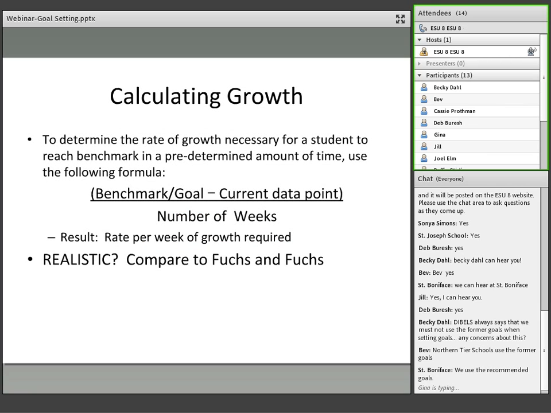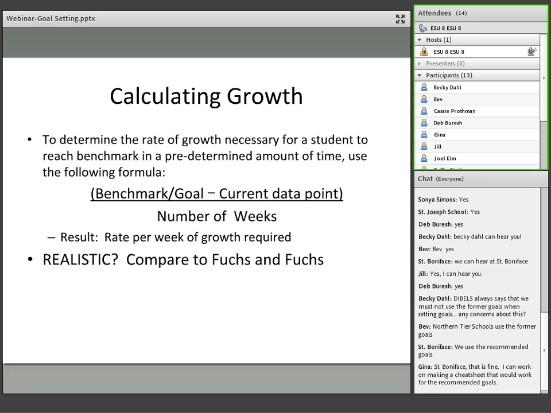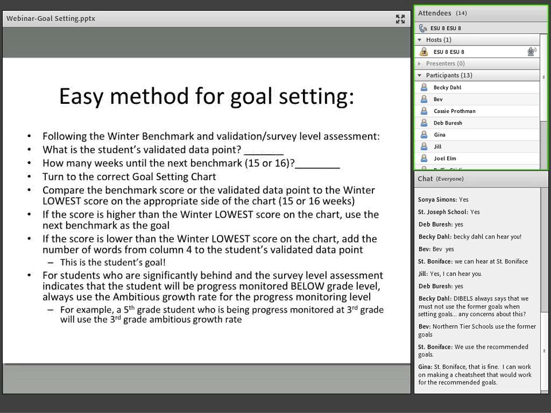Now I'm showing you this formula here today, but this isn't necessarily something that you'll need to use. I want you to have it to refer back to if you want to. What we're going to use today is, of course, our cheat sheet so we don't have to do the math part of it, but here's how you would do the math. If you want to figure out how many words per week the student would need to make to reach the goal, you would take the goal level, subtract their current data point, and divide by the number of weeks. Then you could compare it to that Fuchs and Fuchs chart. But for the charts that we have for today, we've already done the math for you, so you won't need to do the math, but it's there if you want to refer back to it.